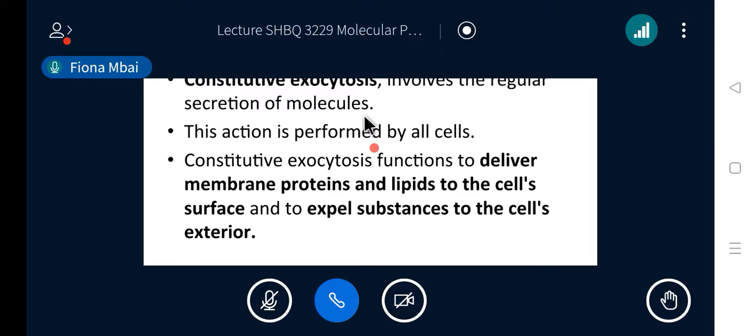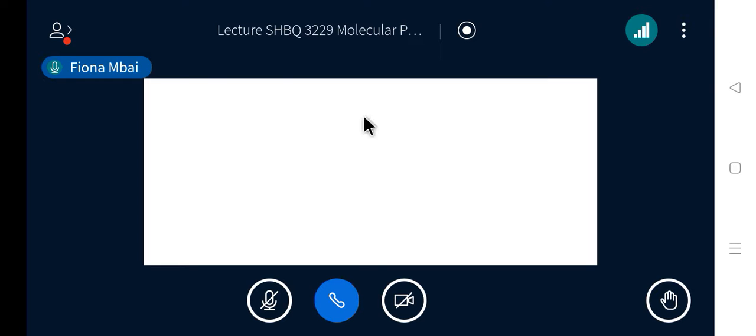Pathway number two is constitutive exocytosis, and constitutive exocytosis involves regular secretion of molecules. This is an action which is performed by all cells, irrespective of where they are. Constitutive exocytosis delivers membrane proteins and lipids to the cell's surface, and once there, it may expel some substances into the cell's exterior. So it depends on where that molecule is going. Remember, we talked about materials being made in the ribosomes, going through the Golgi, being encapsulated in vesicles and going to the plasma membrane. So they go to the exterior that way.